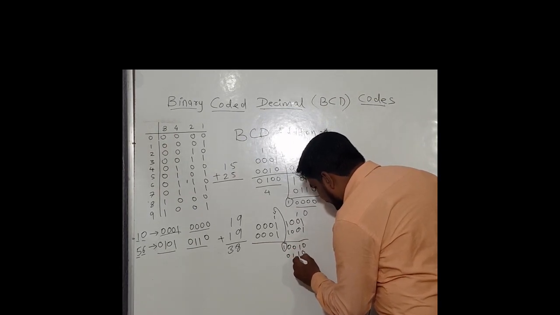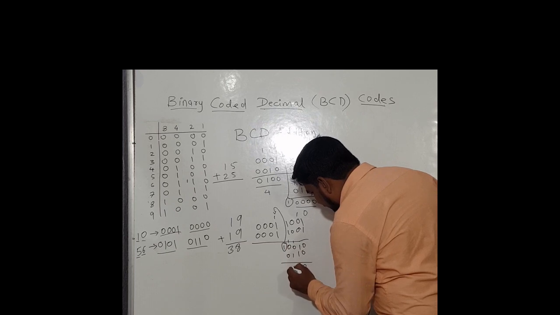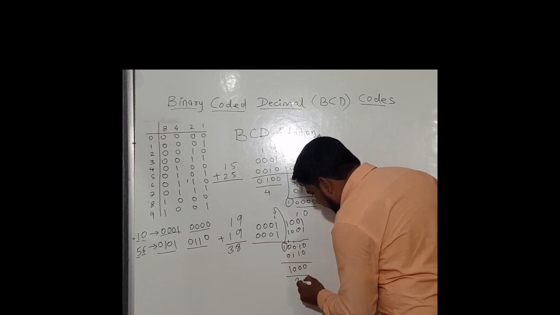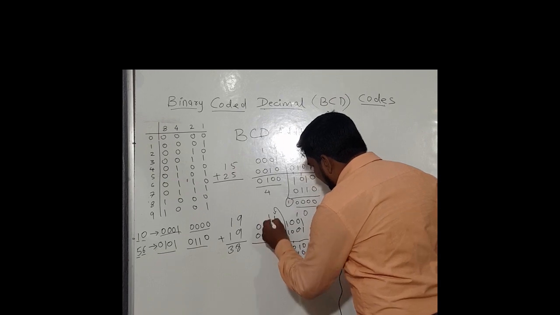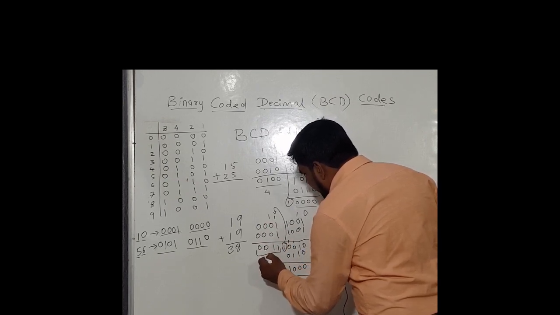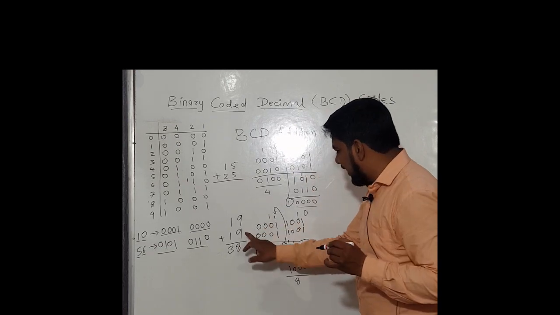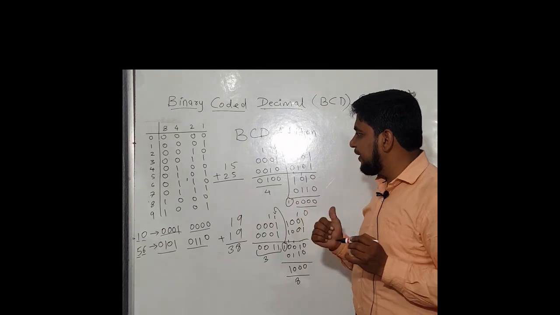Perform the addition. This is 0; 1 plus 1 is 0, carry is generated; 1 plus 1 is 0, carry is generated; and this is 1. So this is 8. Then perform the addition of this: 1 plus 1 plus 1 is 1, carry is generated, so 0011. So this is 3. So 19 plus 19 is 38. Is it clear how to perform the BCD addition?